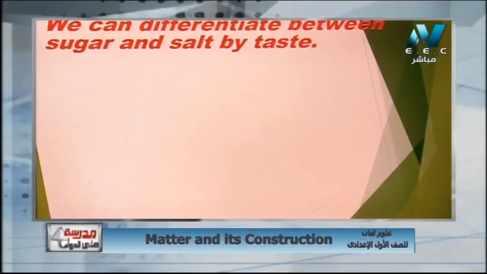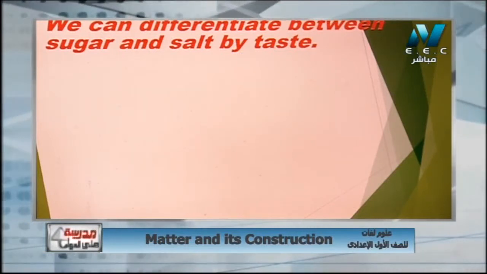Now we talked about color. Let's talk about another property. We can differentiate between sugar and salt by taste.